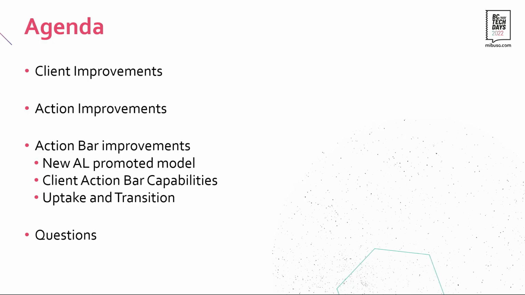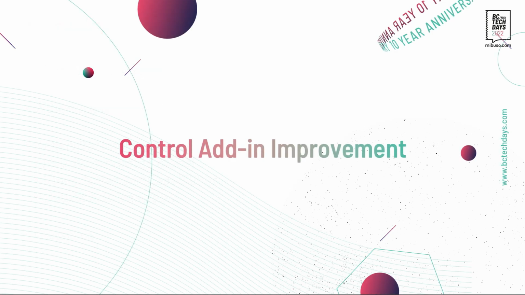So during this session, we will show you some client improvements that we did over the last releases. We'll then show you some improvements that we did specifically on actions. And then we'll show you how we decided to restructure the whole action bar for AL pages. We'll show you then the new AL promoted model. We'll show you all the new capabilities that we got out of it, both in the application and in the client. And finally, we'll walk you through how we made this seamless transition for you as developers, but also for your users.